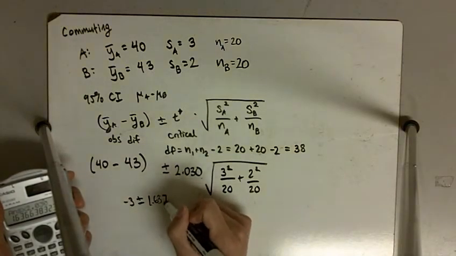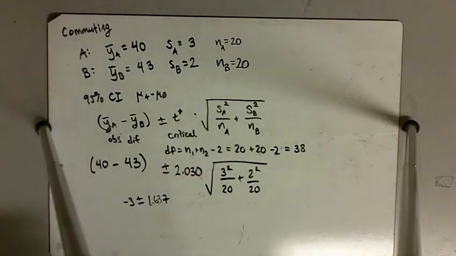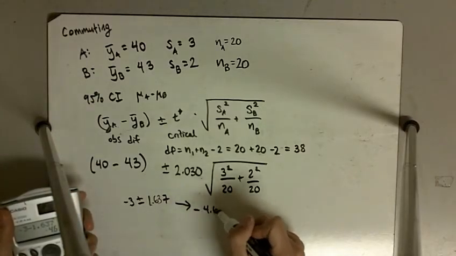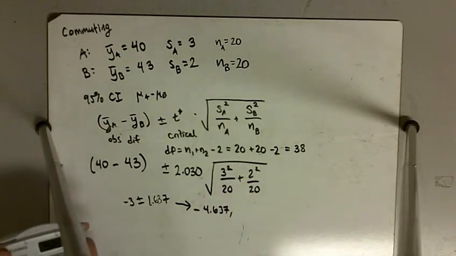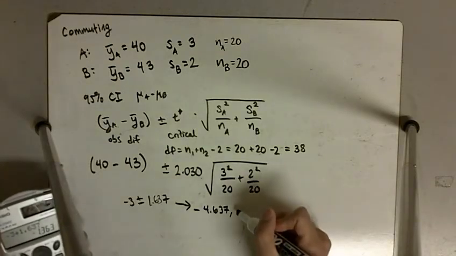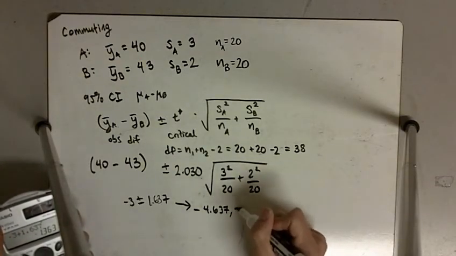So I have negative 3 plus or minus 1.637. So I have negative 3 minus 1.637, and on the lower end I get negative 4.637. And on the upper end, negative 1.363.